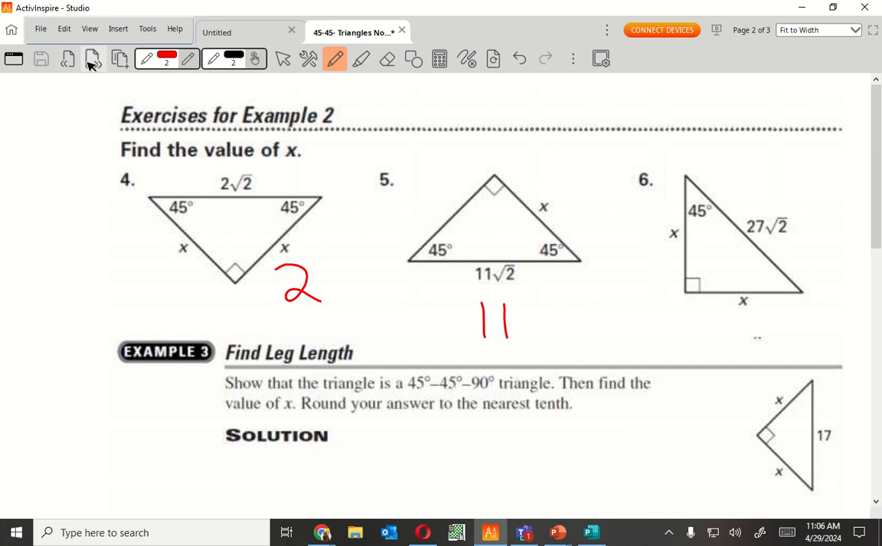All right. Go ahead, help him. 27. Because it's 27. Look, n times square root of 2, so the n is 27. So notice, 27 Big Macs and 9 with the roll. Yeah, that's your answer.